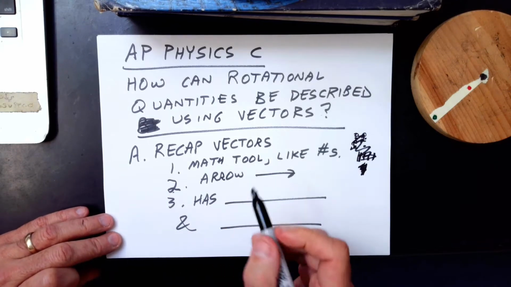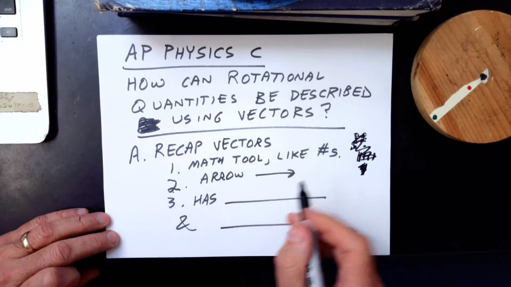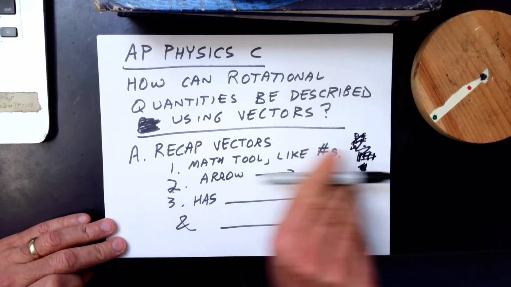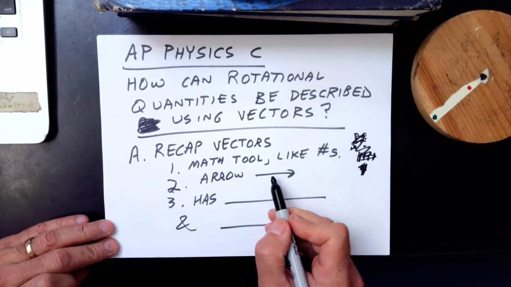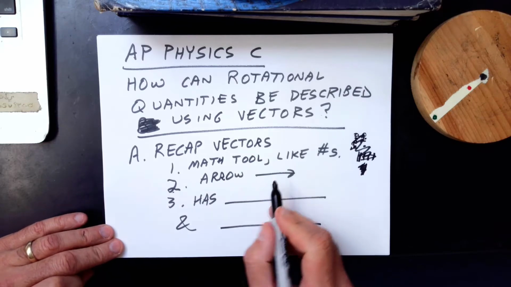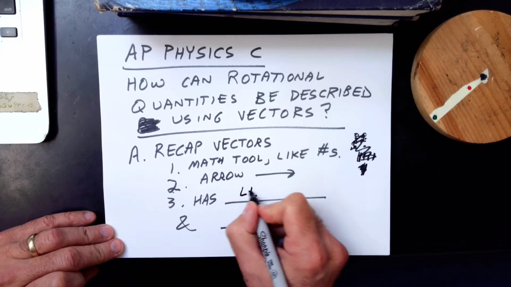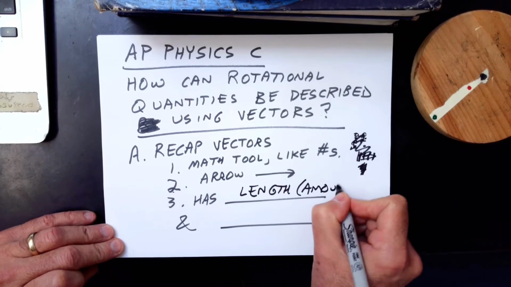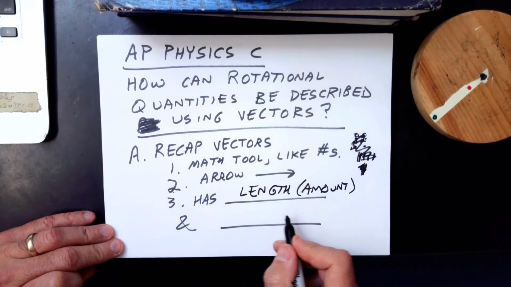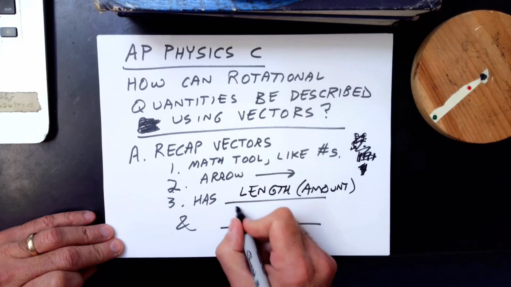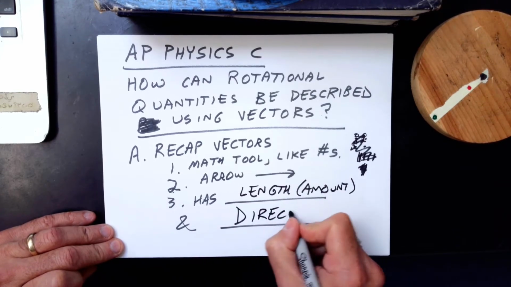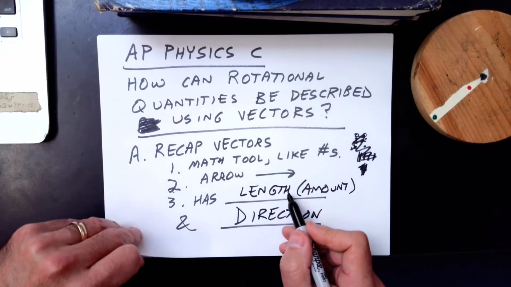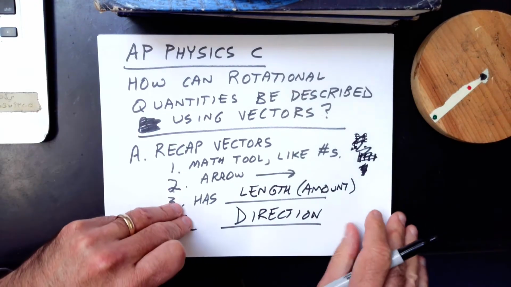Well, vectors are the same thing. They're a math tool that was invented to describe things that are like numbers because they have amount, but also include the idea of direction. Our tool is just an arrow. And the arrow has a length, which represents amount or magnitude. And what's the other thing that all arrows, all vectors have? Of course, it's direction. So direction is the thing that's added to the concept of number. It has number or amount and direction.